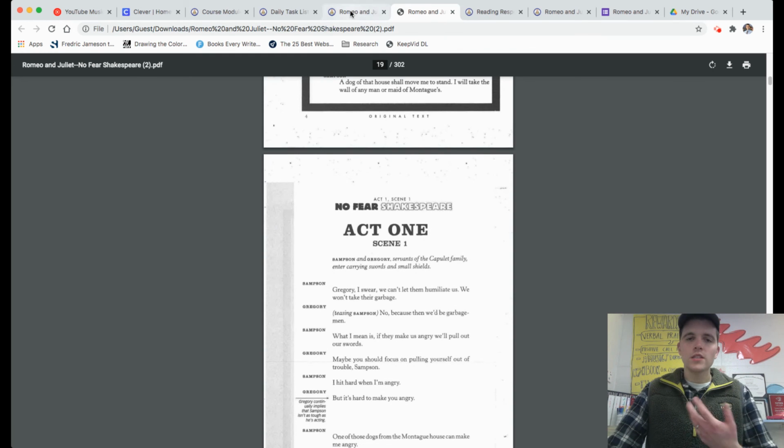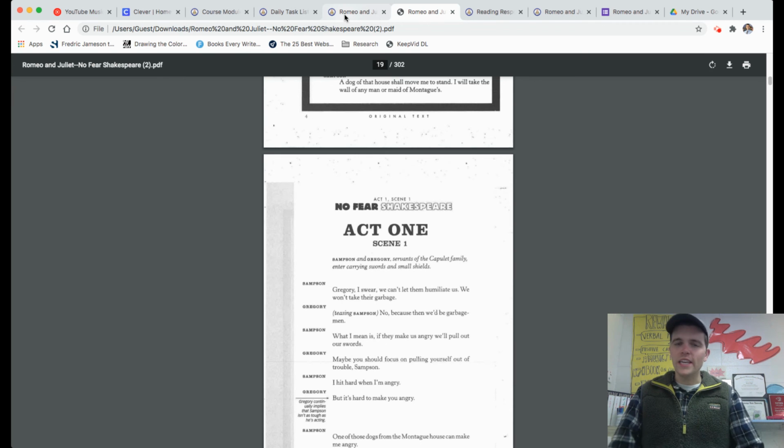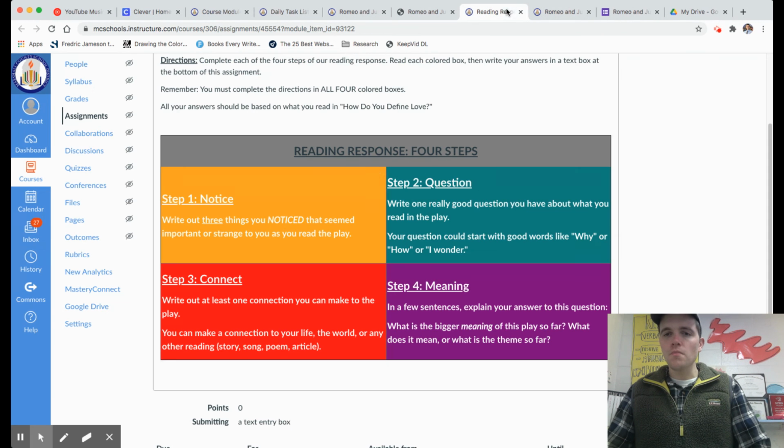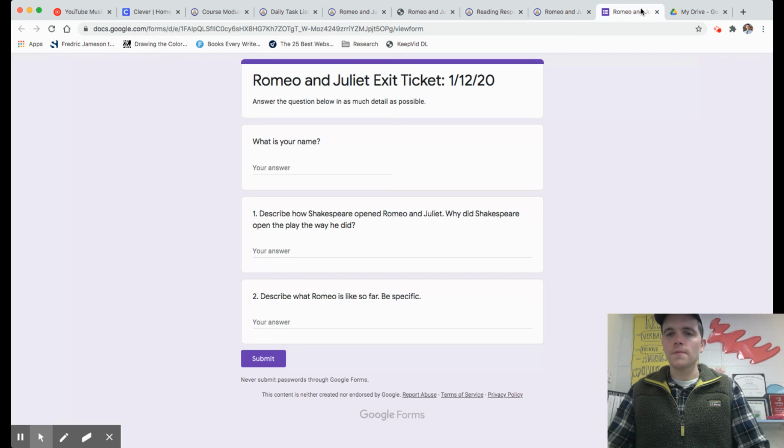Okay, so your goal today is to read pages 2 through 37. You're going to get introduced to some of the families in the play. The Capulets and the Montagues don't like each other. You're going to learn about Romeo, not Juliet yet. She comes in later. And that takes me actually to, after this, you'll complete your reading response. And then, of course, you'll complete your exit ticket. So here's 2 questions you might want to keep in mind as you read that you're going to answer at the very end of your lesson.